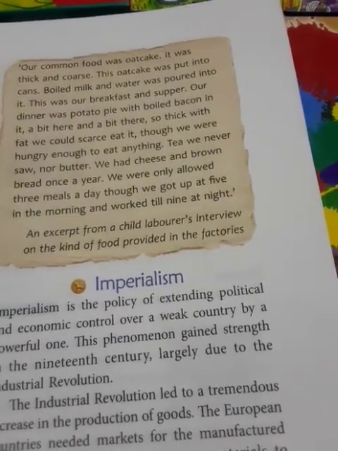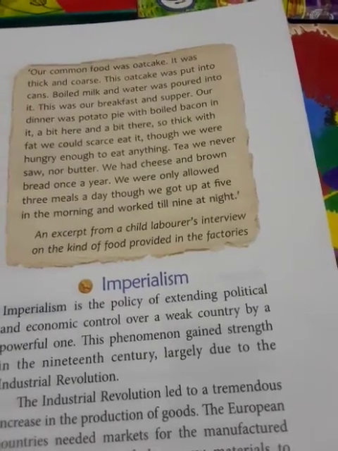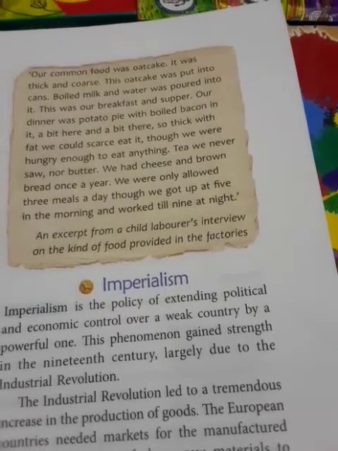Question 8. What is imperialism? Answer. Imperialism is the policy of extending political and economic control over a weak country by a powerful one.